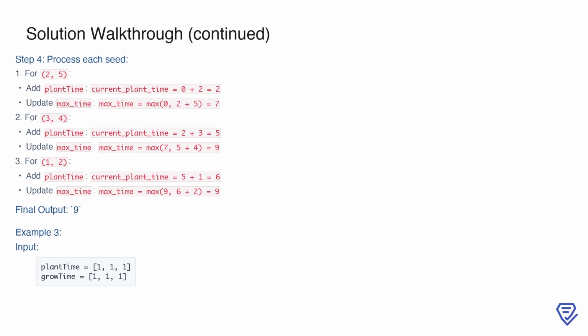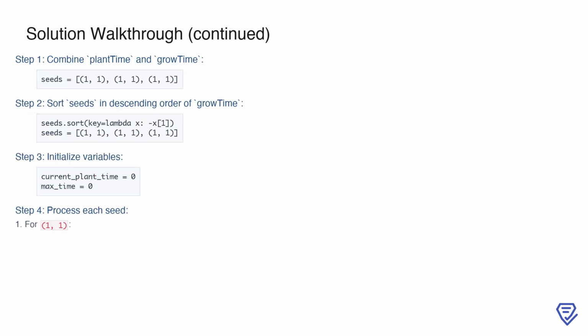Now, consider a simpler case where all planting times and growing times are equal, with plant time equals 1, 1, 1, and grow time equals 1, 1, 1. Here, the combined list of tuples is 1, 1, 1, 1, 1, 1. Since all growing times are identical, sorting the list in descending order of growing times doesn't change its order, so it remains 1, 1, 1, 1, 1, 1.